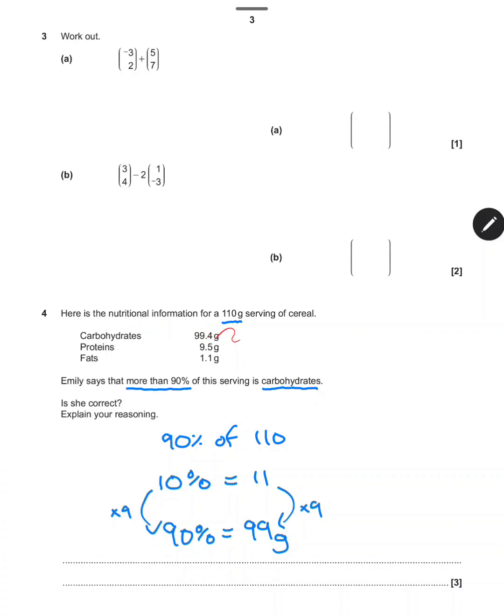Up here we're saying 99.4 grams is carbohydrates. And that is more than the 90% we just found. Okay, 99.4 grams is more than 99 grams. Is Emily correct? Yes. Why? Because 99.4 grams is bigger than 99 grams, the 90% that we just found.